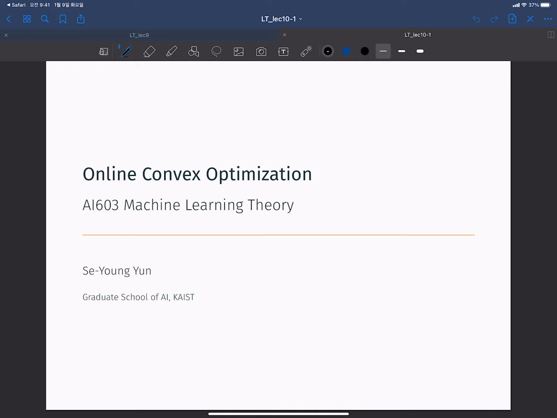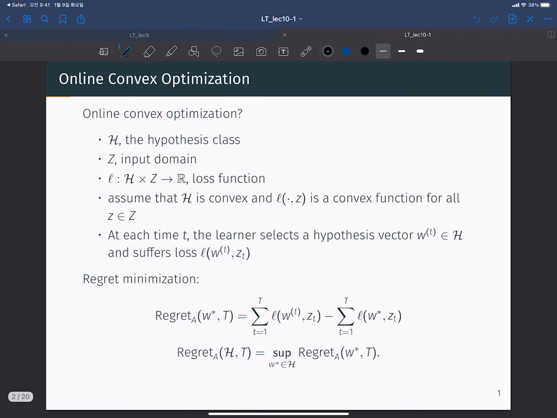For the online learning setting, we can provide interesting theoretical guarantees with a convex objective function. This is called online convex optimization. So what is online convex optimization? We usually assume there is a hypothesis class. Let's say H is the hypothesis class and Z is the input domain.